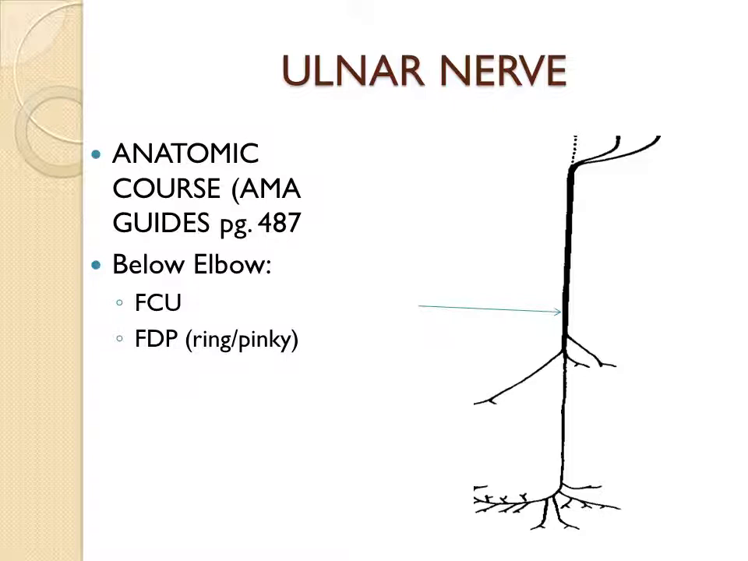So the ulnar nerve continues unbranching all the way down in the posterior compartment of the upper arm in the intermuscular septum, and then it's not until it passes immediately below the elbow that it sends off motor branches to the flexor carpi ulnaris and also the flexor digitorum profundus muscle, at least those parts of the flexor digitorum profundus that serve the ring and the pinky fingers.